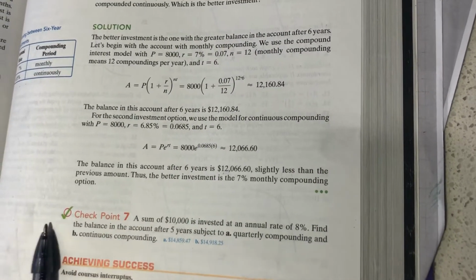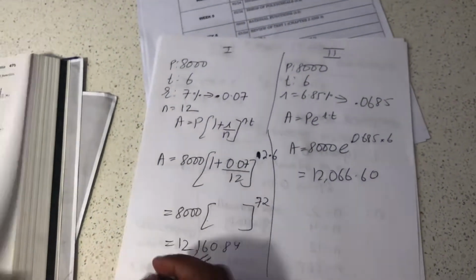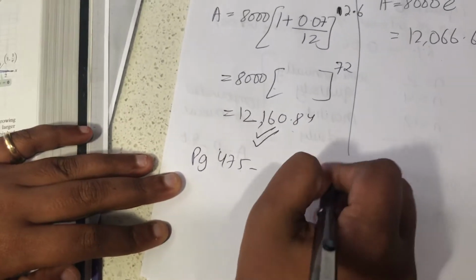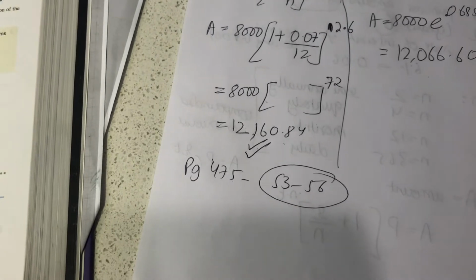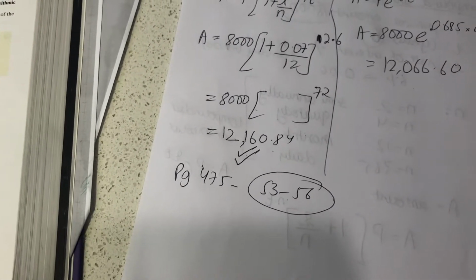If you want, try out Checkpoint 7. And I know I gave you problems 53 to 56, probably on page 475. Go through those problems. That basically is section 4.1. So that's all you are doing for section 4.1.